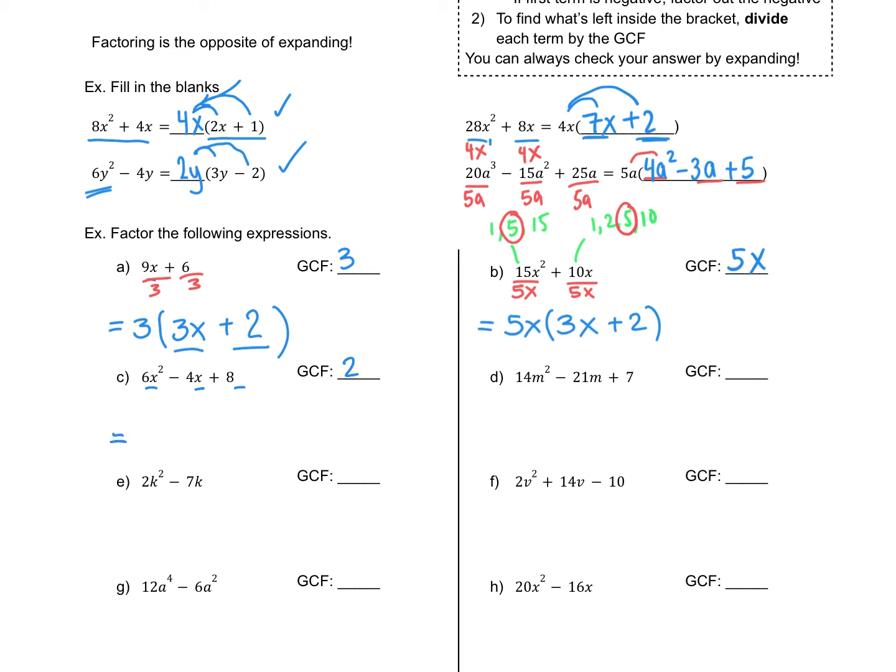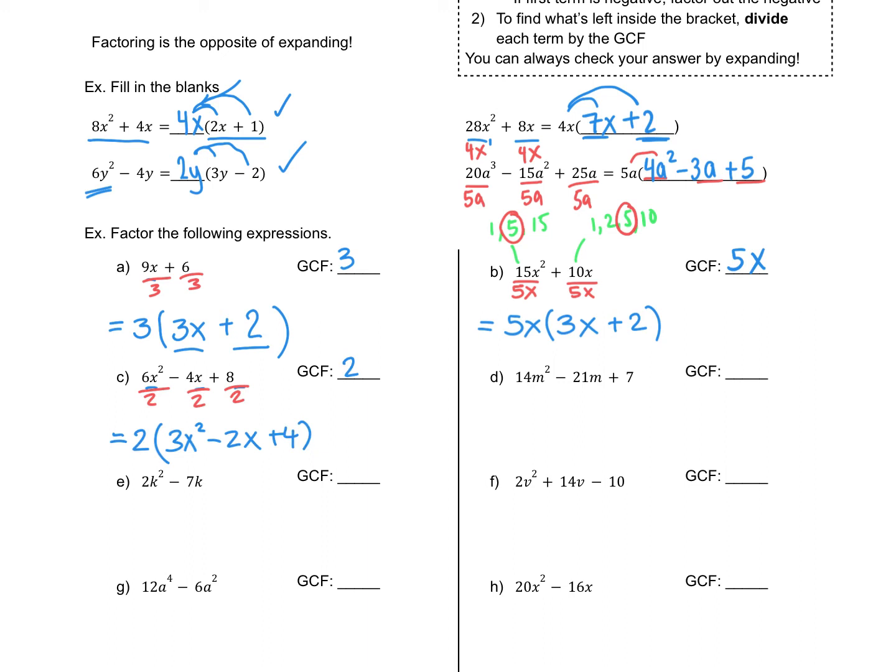So I'm going to write my equal sign, the 2, open up a bracket, and if we want to take the guesswork out, I'm just going to show it as division. So 6 divided by 2 is 3, and what's nice about not having a variable in your GCF is that you don't have to worry about the variable at all. You just stick it on. So then negative 4 divided by 2 is negative 2. Stick the x on. 8 divided by 2 is 4. And there we are.